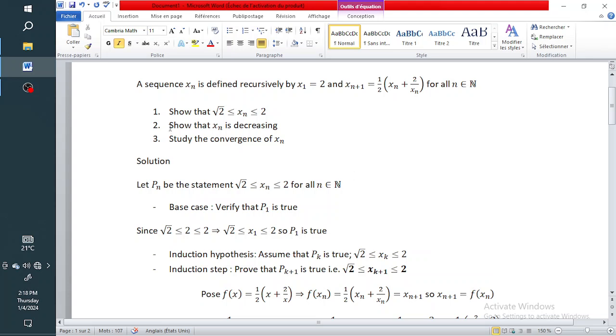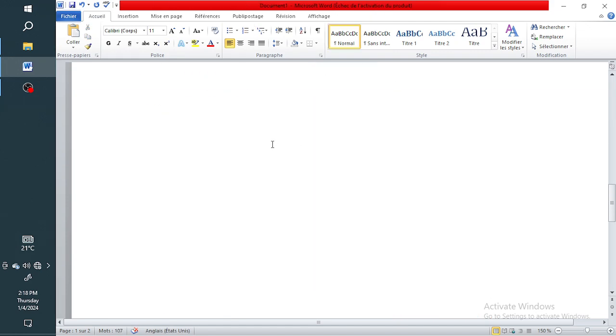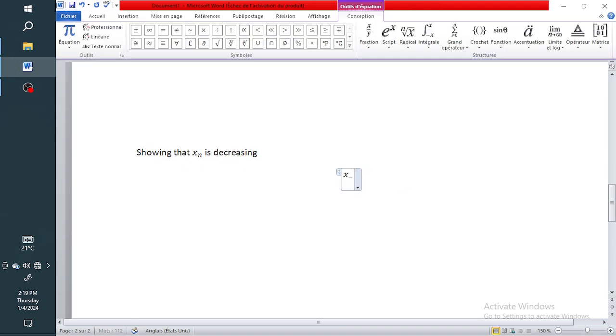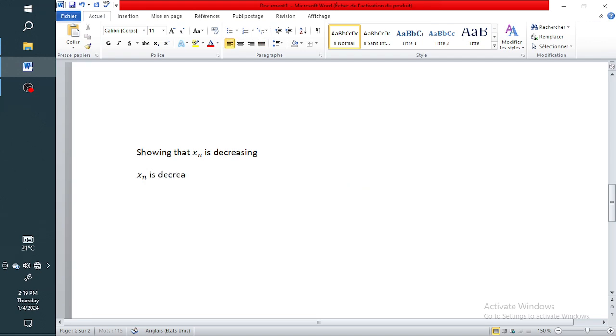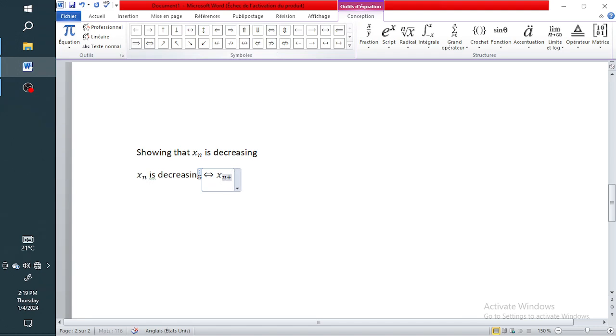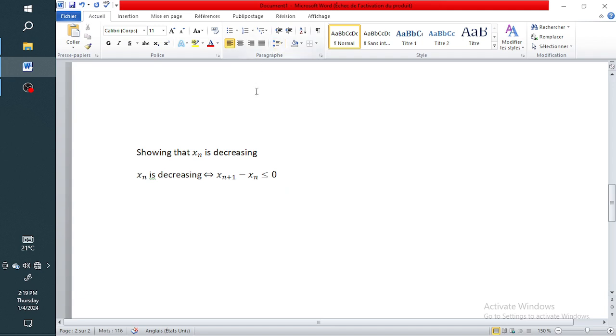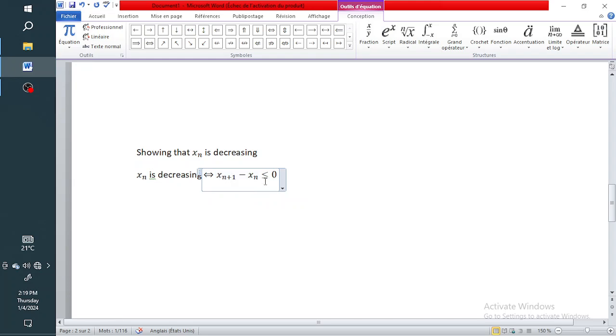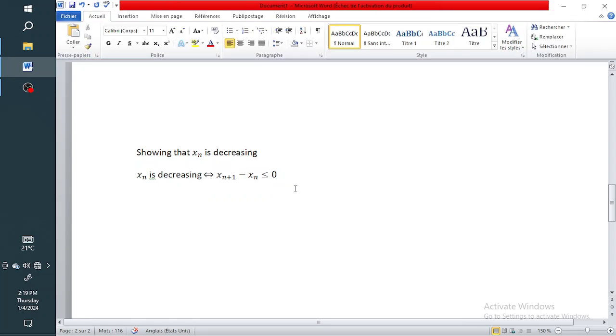Now the second part is saying that we should show that x of n is decreasing. So we are going to define what a decreasing sequence is. x of n is decreasing if and only if, a double implication, x of n plus 1 minus x of n is always less than or equal to 0. So if we look for x of n plus 1 minus x of n, find its sign, and show that the sign is negative, then we have shown that x of n is decreasing. So let us begin.